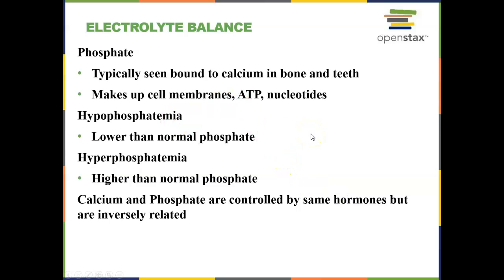Phosphate then is seen bound to calcium in bone and teeth. It also helps to make up the plasma membrane. It makes up adenosine triphosphate. It helps in making up nucleotides. So we need phosphate in our diet as well. Hypophosphatemia is lower than normal phosphate levels, whereas hyperphosphatemia is higher than normal phosphate levels. And these are regulated together as well.